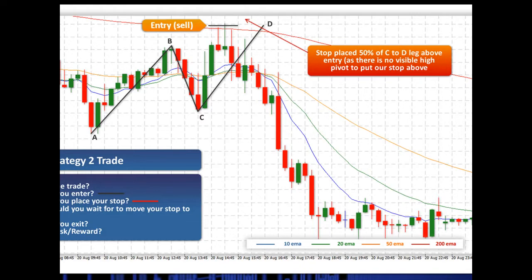Now, what about your break-even price? Well, again, it's the one-to-one risk reward. Where exactly is that? Well, you work out 50% of the C to D leg, and that is how much the distance will be between the entry and the stop. And therefore, that many pips in profit going down from the entry is where you would be breaking even. When that price is hit, you're going to move your stop from wherever it is above down to your entry price.